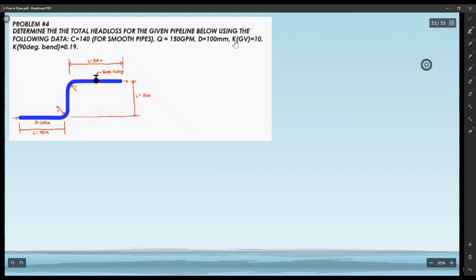The factor K for the gate valve is given as 10. And also for the fittings, the 90 degree bend elbows, the K is equal to 0.19.